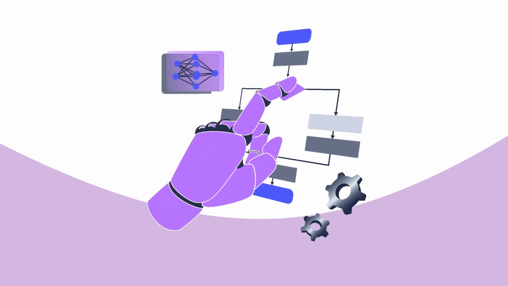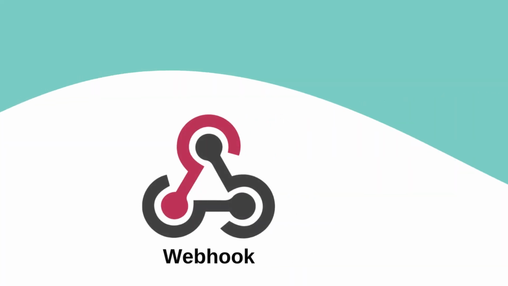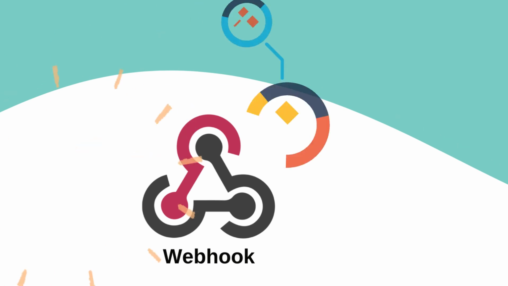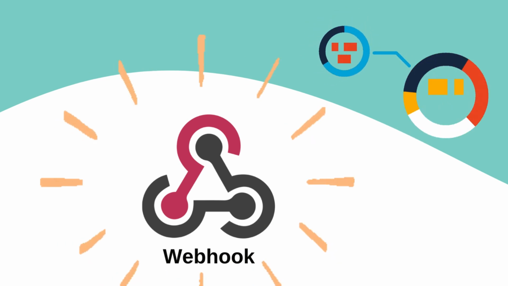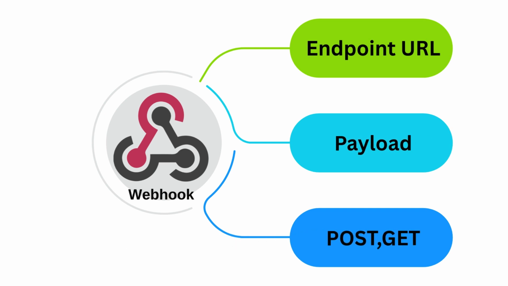Here comes the role of automation such as AI agents, which can help you to achieve your goal. And the crucial node of this automation workflow is a webhook. A webhook is an event-driven trigger, meaning it automatically sends data on an event such as status change or data change. The functions of a webhook are: it listens to the input source, accepts the payload data, and sends it for further process. Key parameters that need to be defined are the endpoint URL address, the payload, and the POST or GET method.